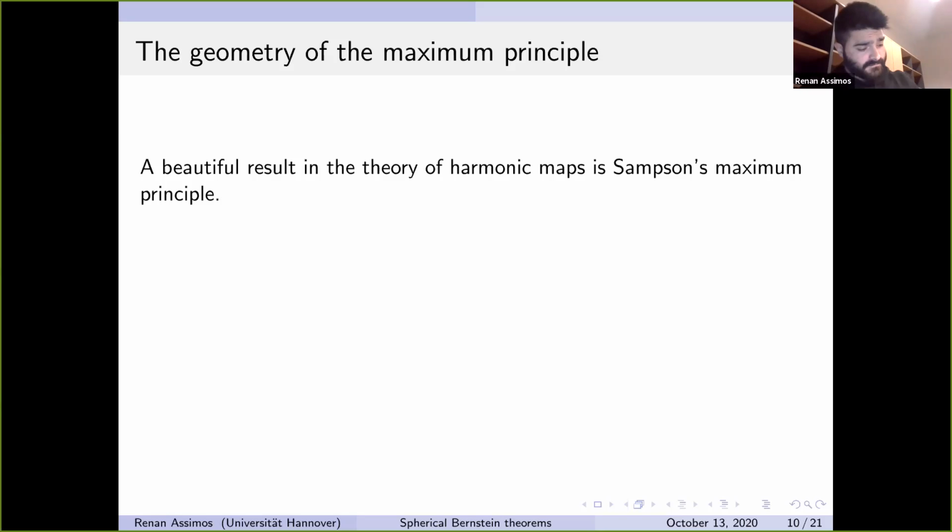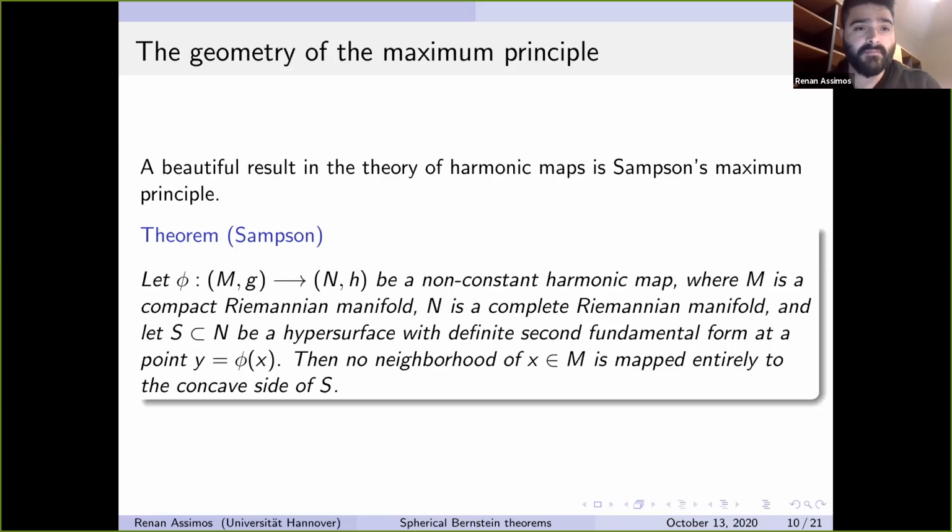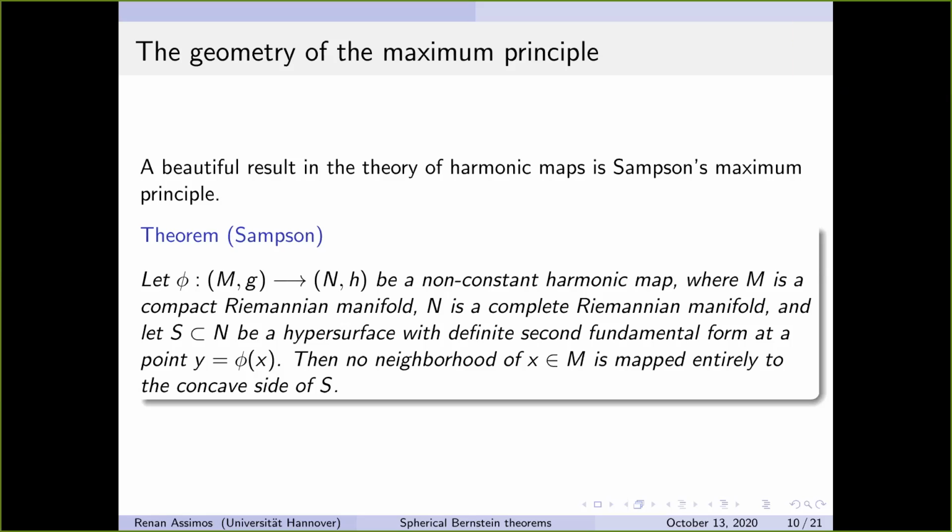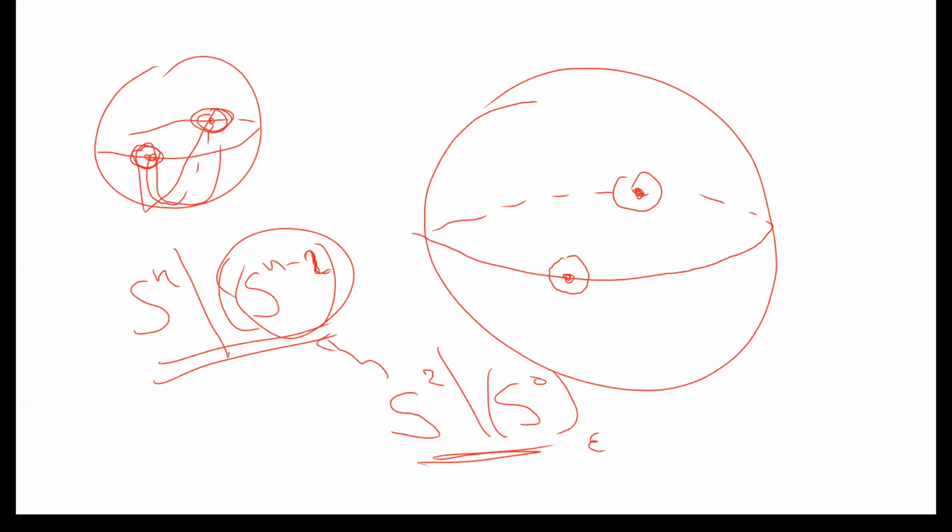Okay, so regarding maximum principles, I will talk about a maximum principle by Samson, and here is the statement of the maximum principle. But I would like to ask Armin to share the screen with me again, please. Sure, just a second. So, should I erase? Yeah, if you can, please.